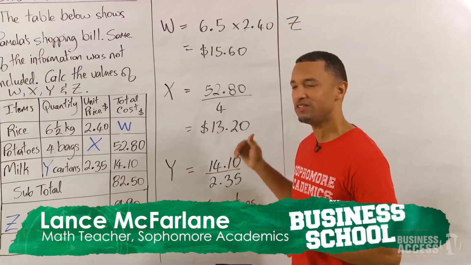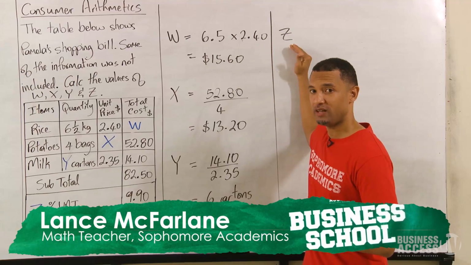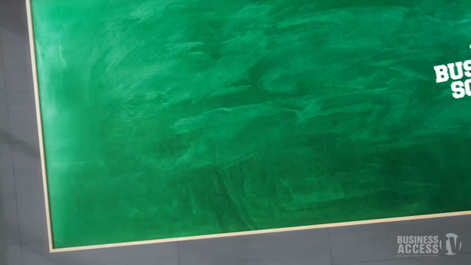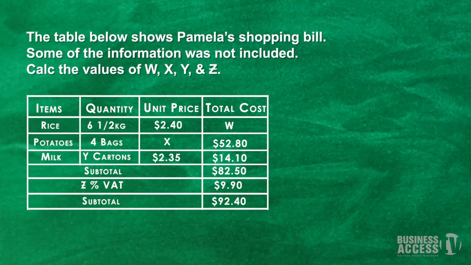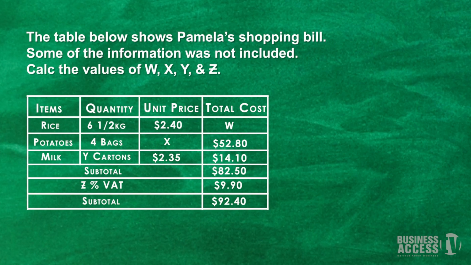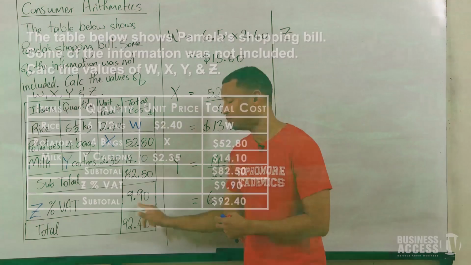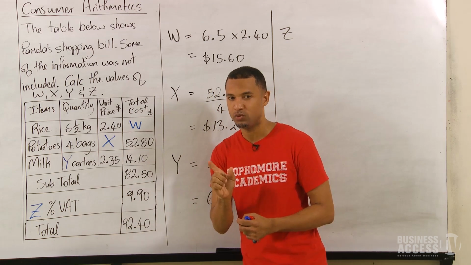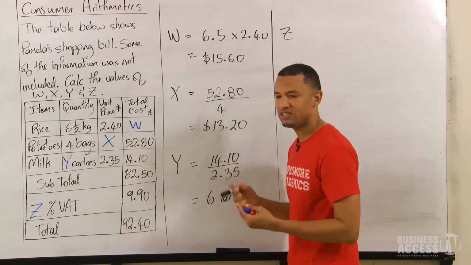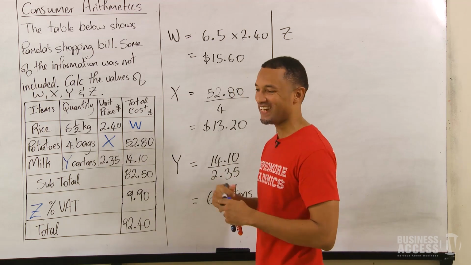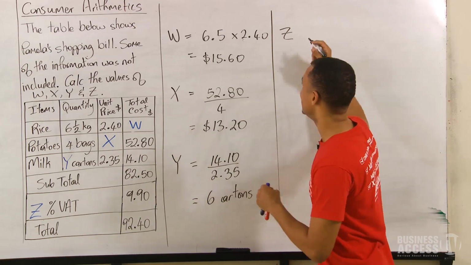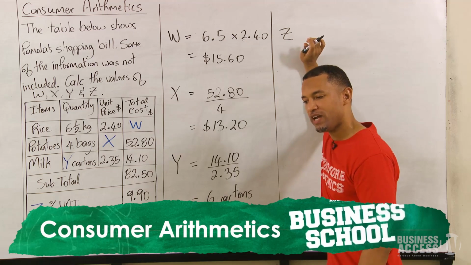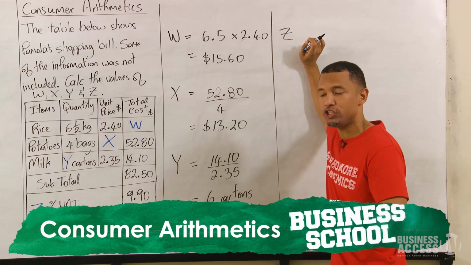I trust that you attempted to find the value of Z, which is to find the percentage tax. Again, you never know what VAT means, but it's a percentage tax, all right? They told us the dollar value of the tax, so you know how much money, but we needed to know what percentage tax was actually added to the bill, because you have to pay tax in most countries when you purchase stuff. In Jamaica, it's GCT.